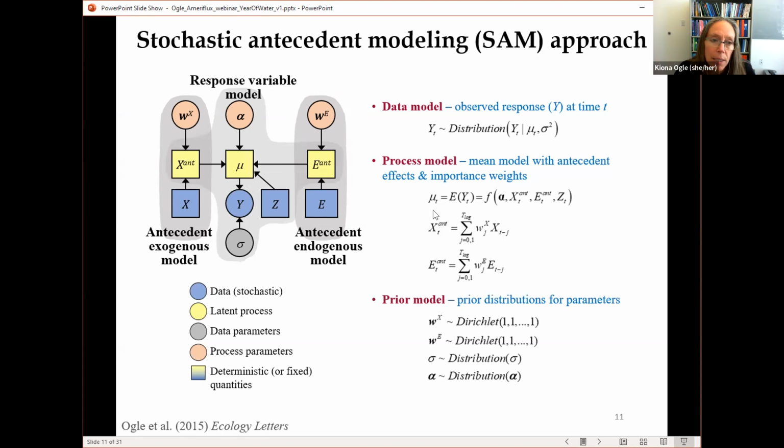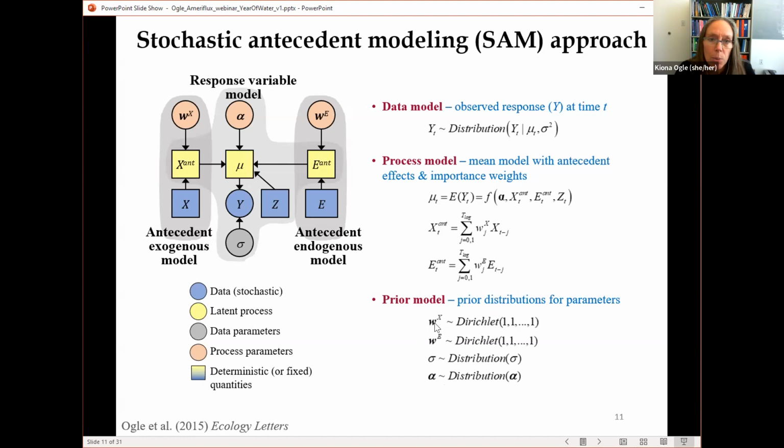And we often implement this model. It actually often looks like a regression type model. We implement it frequently within a Bayesian framework, where we give prior distributions for the parameters in the model, including importance weights, any variance or uncertainty terms, and alpha here would represent any sort of sensitivity parameters or effects parameters.